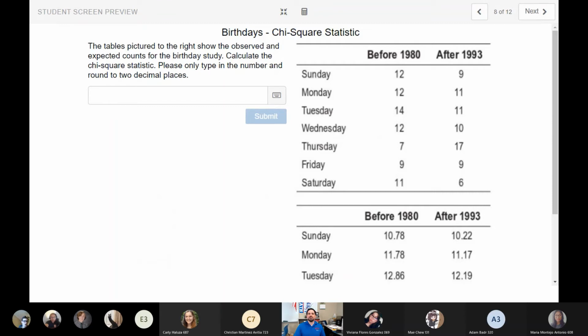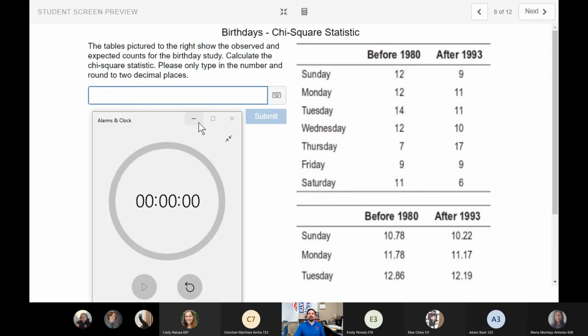We're going to use these 2 tables to calculate the chi-square statistic. In the entry window here, please just type in the value and round to 2 decimal places. I do not need you to type in chi-squared equals. I don't need you to show the addition of all the different fractions with observed minus expected squared divided by expected. I just ultimately want you to type in what you believe the chi-square statistic is numerically. Again, I suggest using your graphing calculator if you have that to practice using the matrices and finding the chi-square statistic that way.